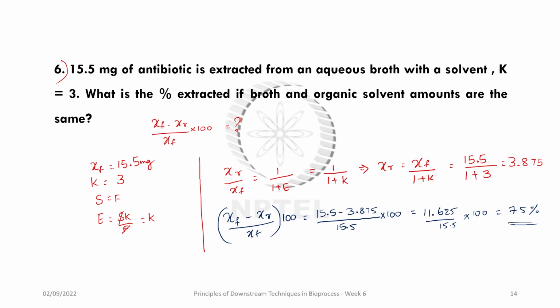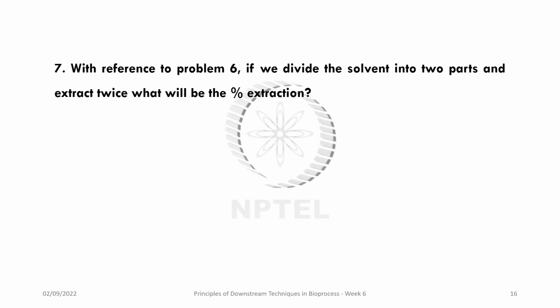Because the next question is in continuance with this question, I believe. Are we clear here? Okay, I'm assuming everybody is okay with this. With reference to problem 6, if we divide the solvent into two parts and extract twice, what will be the percentage extraction? Shall I give you a minute to think about this?